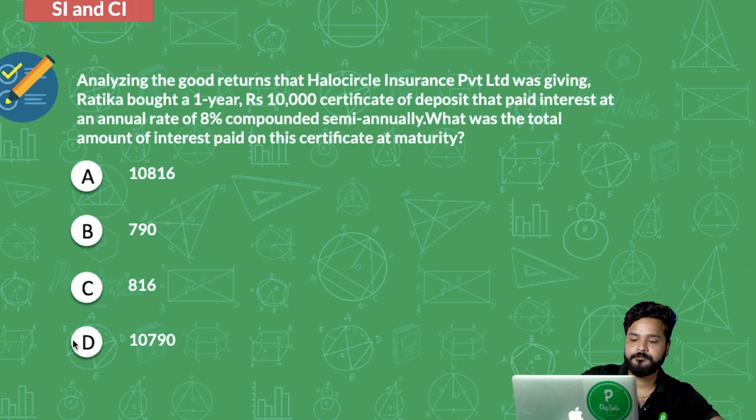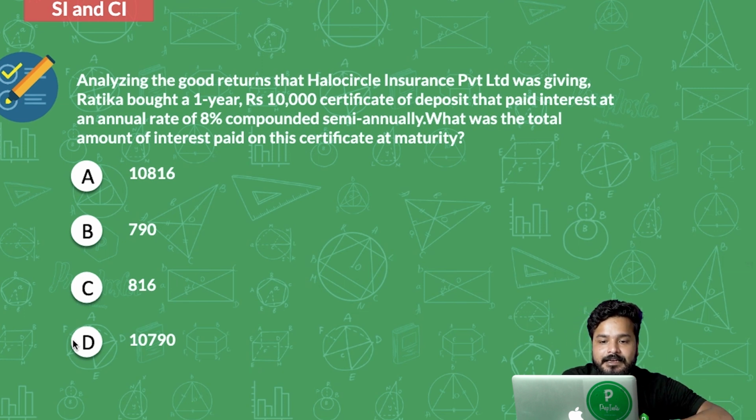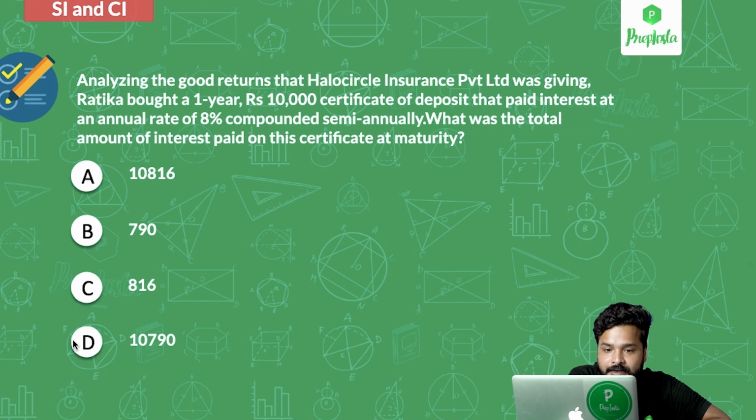Coming to the next question, it says, analyzing the good returns from Hello Circle Insurance Private Limited, Ratika bought a 1 year rupees 10,000 certificate of deposit that paid interest at an annual rate of 8% compounded semi-annually. What was the total amount of interest paid on this certificate at maturity? You need to find the amount; you are given the rate, the time and the principal amount. So I'm giving you a time of 60 seconds. Use the formula, try calculating and get back, right?